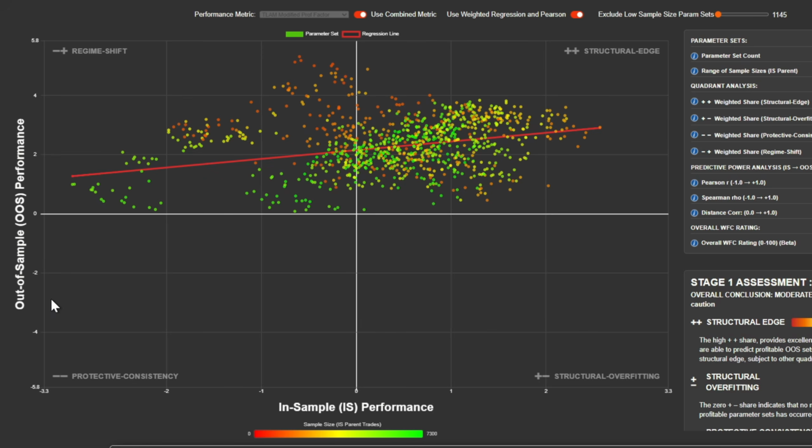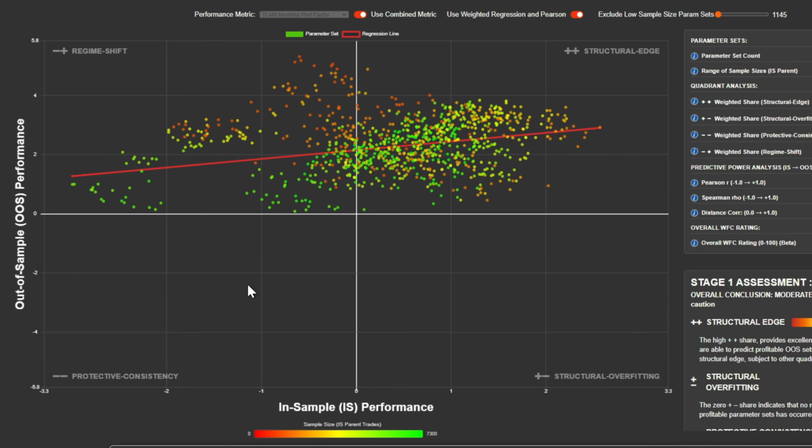Lower left, -- indicates parameter sets that were poor performers both in sample and out of sample. It's absolutely fine to have some parameter sets here, because you would never select them anyway. But if the majority of your parameter sets fall into this quadrant, the strategy simply lacks viable edge and will not be able to extract alpha from the markets.